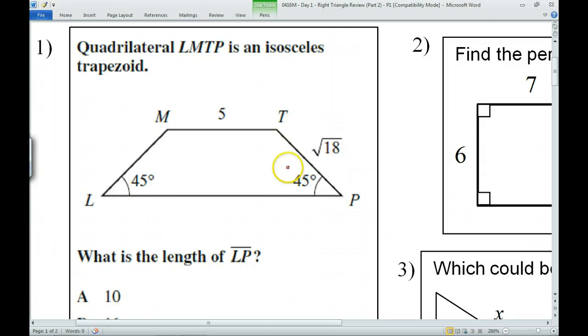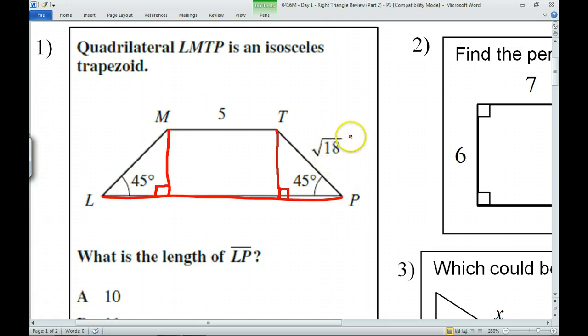Let's see. When you look at this picture, we have an isosceles trapezoid, and we're supposed to find the length of LP. So we're supposed to find this length right here. Now, if we drop an altitude here and here, we can use our special triangle knowledge. This is a 45, 45, 90 triangle.